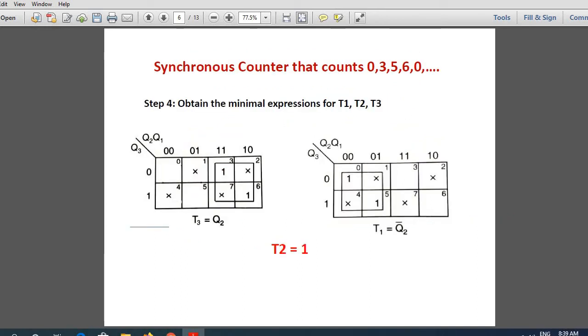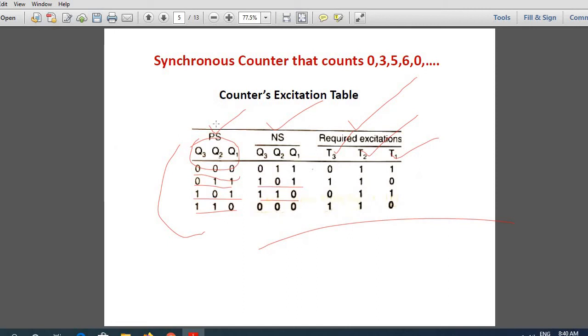Next is obtaining the minimal expressions using Q3, Q2, Q1 in the present state. You're going to form the equations for T3, T2 and T1. Using Q3, Q2, Q1, you're going to construct the K-map for T3 separately, T2 separately and T1 separately. T2 you don't need to find, because even if you form the K-map all are ones, and for the invalids you put don't cares. So definitely T2 is going to be 1. So you need to form the K-maps for only T3 and T1.